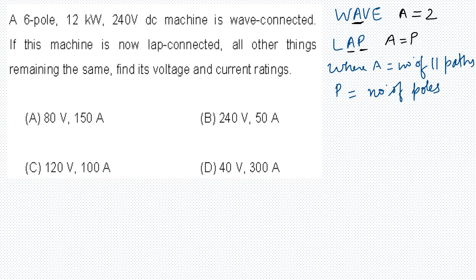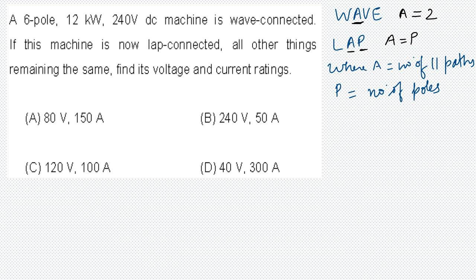And the question is: a 6 pole, 12 kilowatt, 240 volts DC machine is wave connected. If this machine is now lap connected and other things are the same, find its voltage and the current rating. So how to proceed for these kinds of questions?